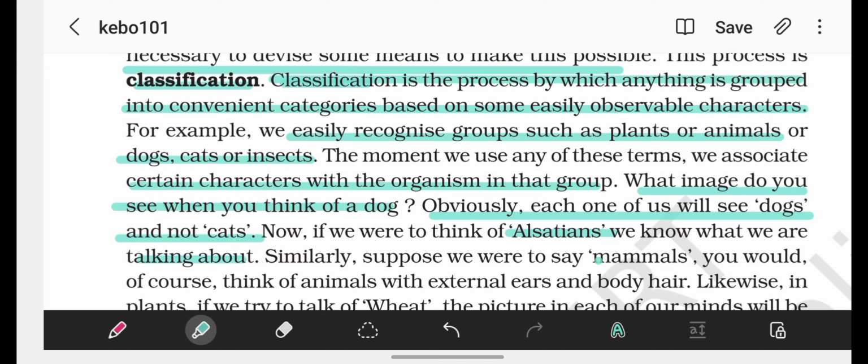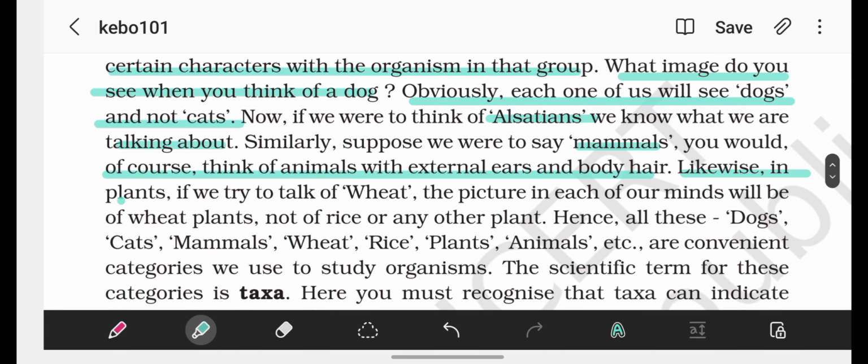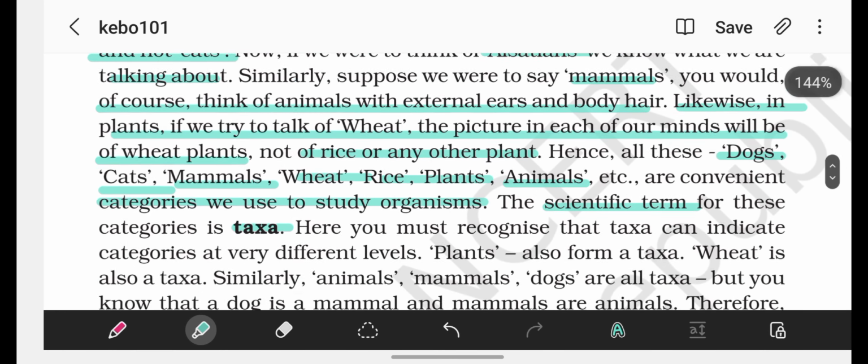Similarly, suppose we are to say mammal, you would of course think of animals with external ears and body hair. Likewise, in plants, if we talk of wheat, the picture in each of our minds will be of wheat and not rice or other plant. Hence, these dogs, cats, mammals, rice, wheat, plants, animals, etc. are convenient categories which are used to study organisms. The scientific term for these categories is taxa.